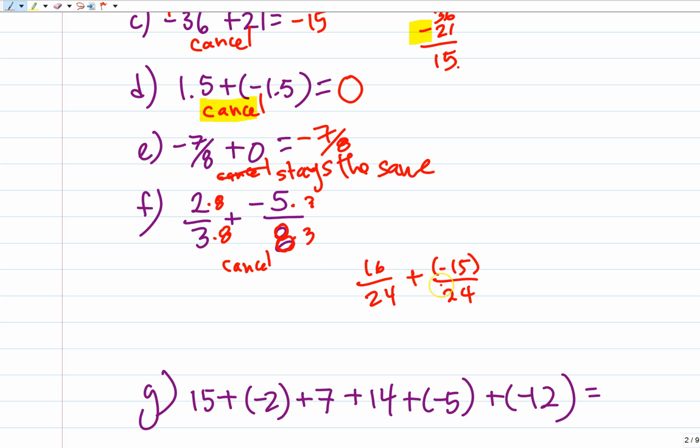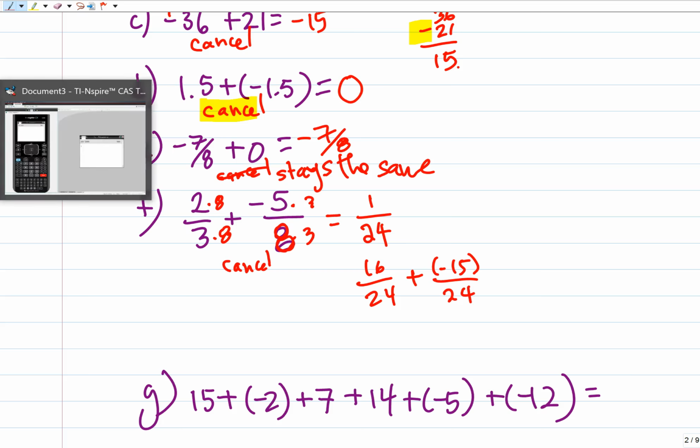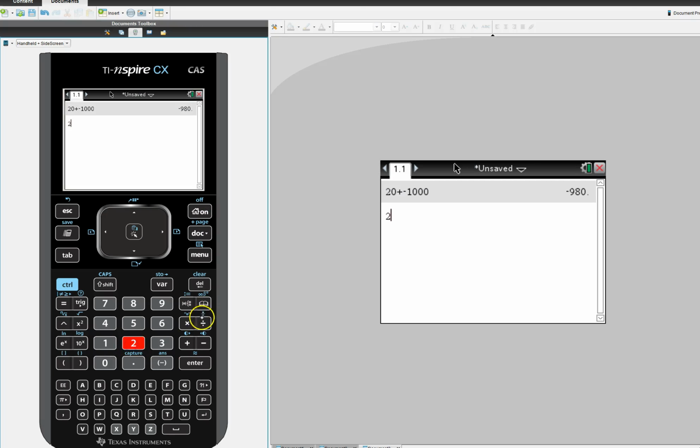Now, we said these were going to cancel. Are they still going to cancel? Right? And when they cancel, 16 minus 15 is what? Is it negative 1 or positive 1? Because we had more. Now let's be clear. 2/3 plus negative 5/8, right? 2/3 plus parentheses negative 5/8 would be how I type it in.